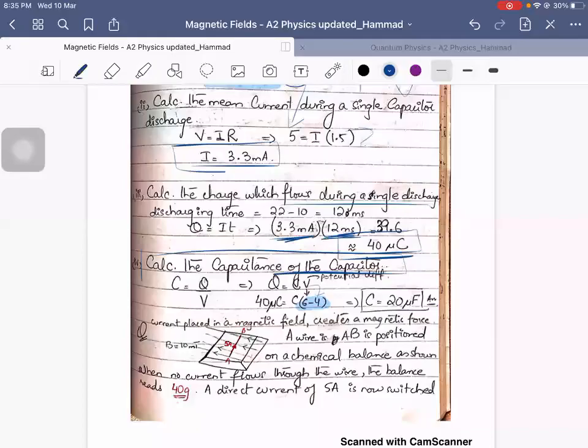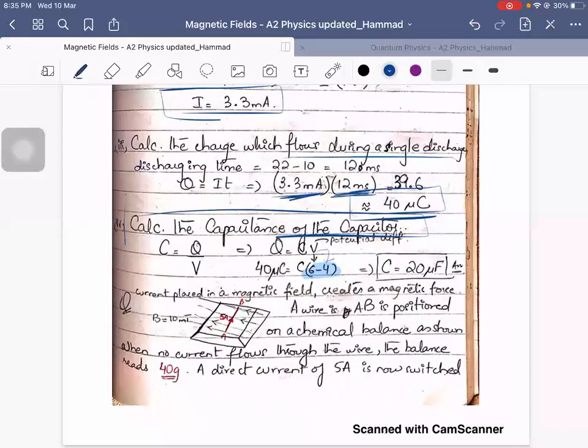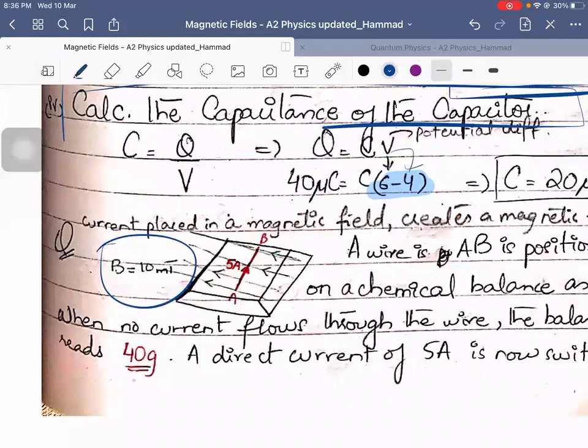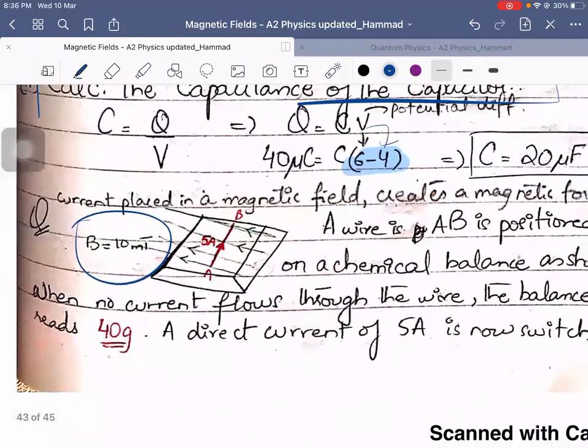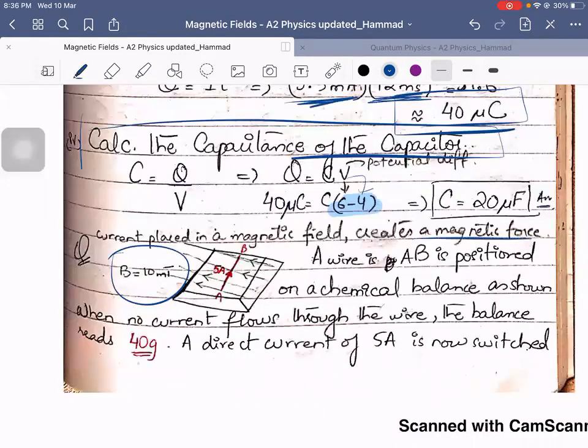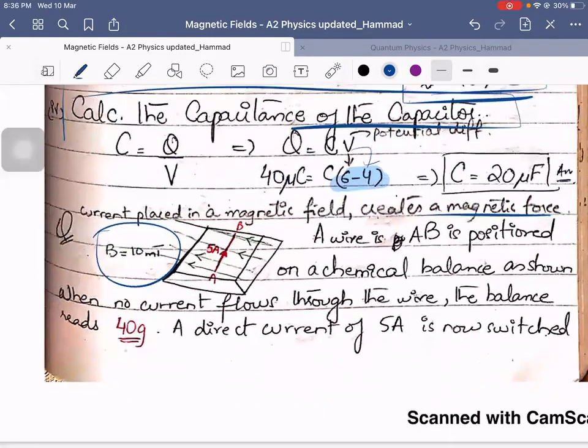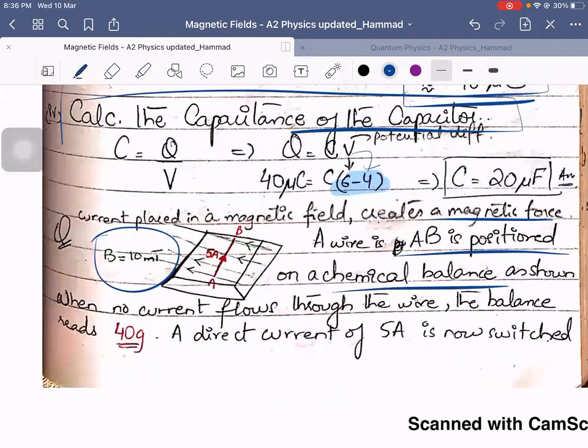Moving forward, you have a magnetic field of 10 millitesla. Current placed in a magnetic field creates a magnetic force, right? A wire AB is positioned on a chemical balance as shown. When no current flows through the wire, the balance reads 40 grams. Meaning to say a wire is put on a top pan balance, you could say, which reads off a value for the mass.